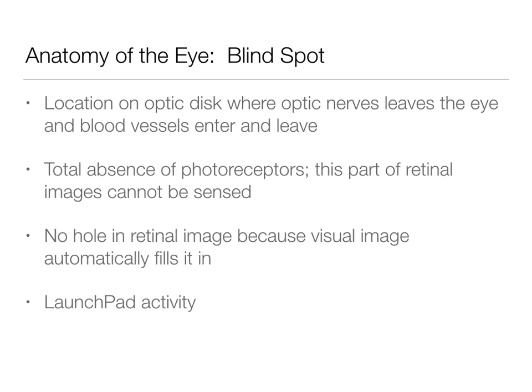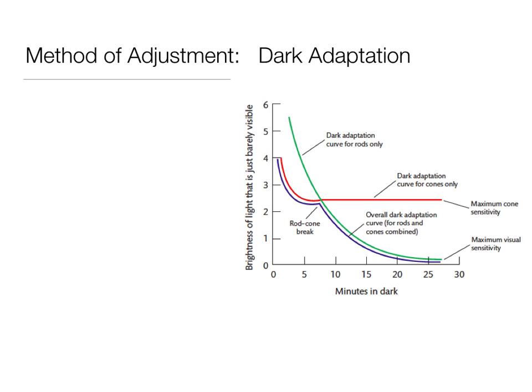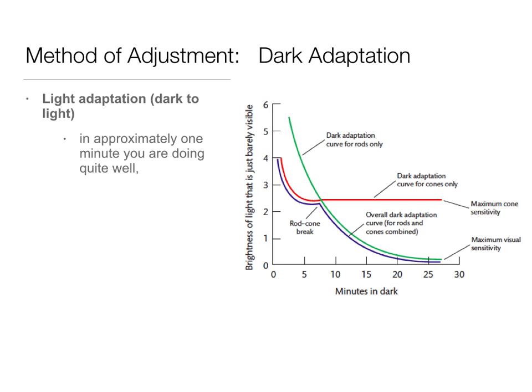The final thing that I want to talk about in this section on the photoreceptors is dark adaptation. So when we talked in the first chapter about the method of adjustment as a way to detect sensation and perception, this process is being used here to find out about dark adaptation or light adaptation. So light adaptation is when your eyes are going from the dark to the light. You're having to adapt to the light. And in approximately 1 minute, you're doing quite well, okay?